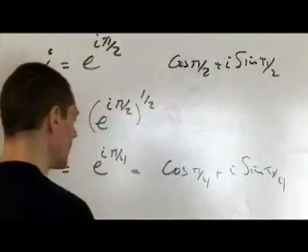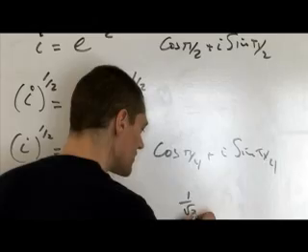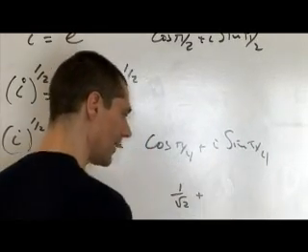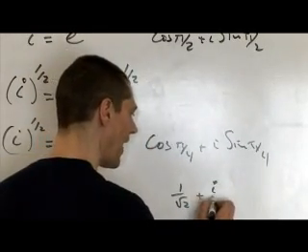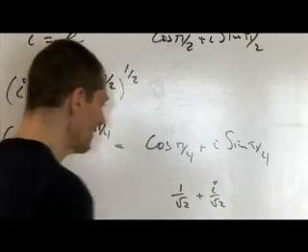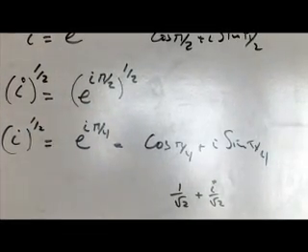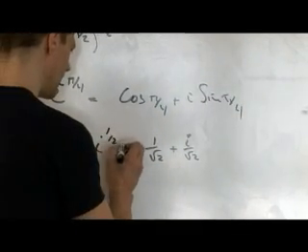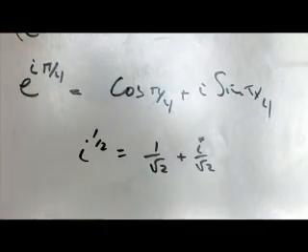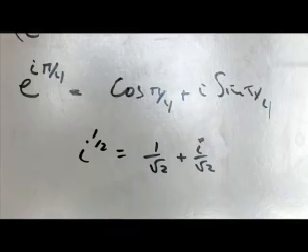I hope that everybody knows that this is the same as 1 over the square root of 2 plus i times 1 over the square root of 2, which is i over the square root of 2. That's pretty interesting. The square root of i is equal to this. That's just pretty strangely interesting.